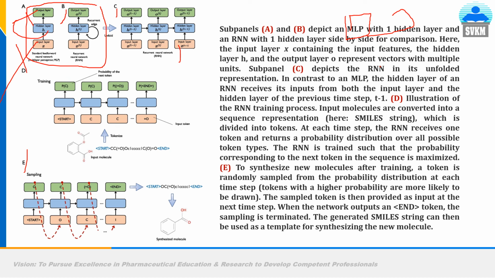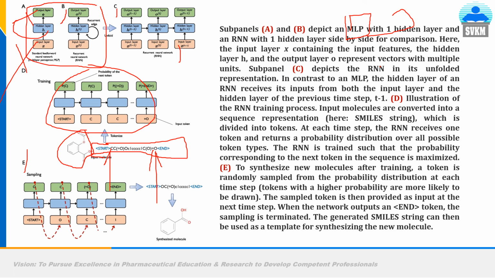Now we will talk about D as per our pharmacy knowledge. Illustration of the RNN training process. Input molecules are converted into a sequence representation. This is your input molecule. It can be called an image, or it can be called a molecular graph. For an image or molecular graph, we have the only option of CNN or graph convolution. But for RNN, we have to change it into 1D, that is a SMILES string. This is the SMILES string. This is the start token. It is the end token. Otherwise, it will keep generating more and more molecules.